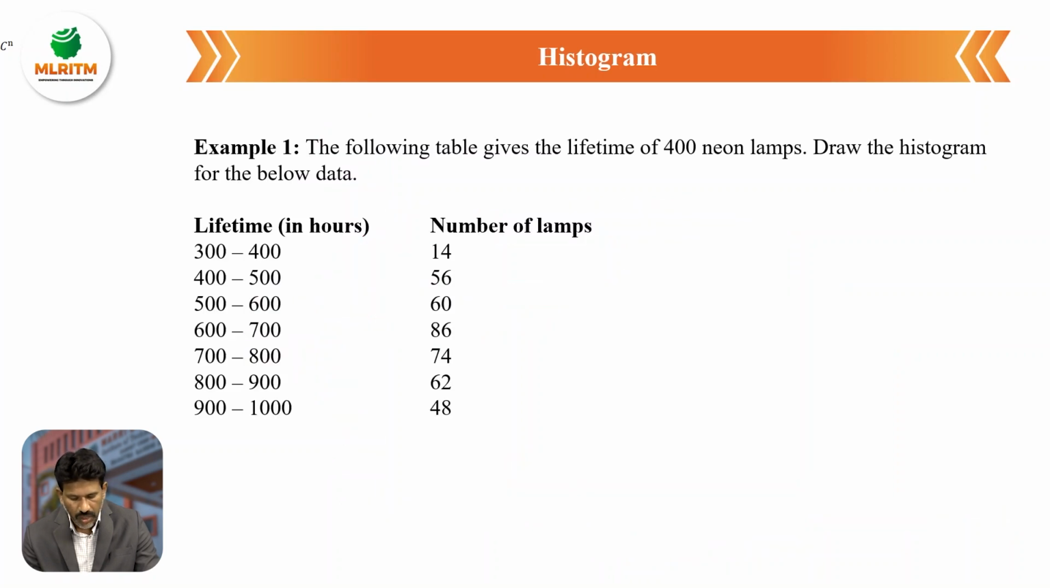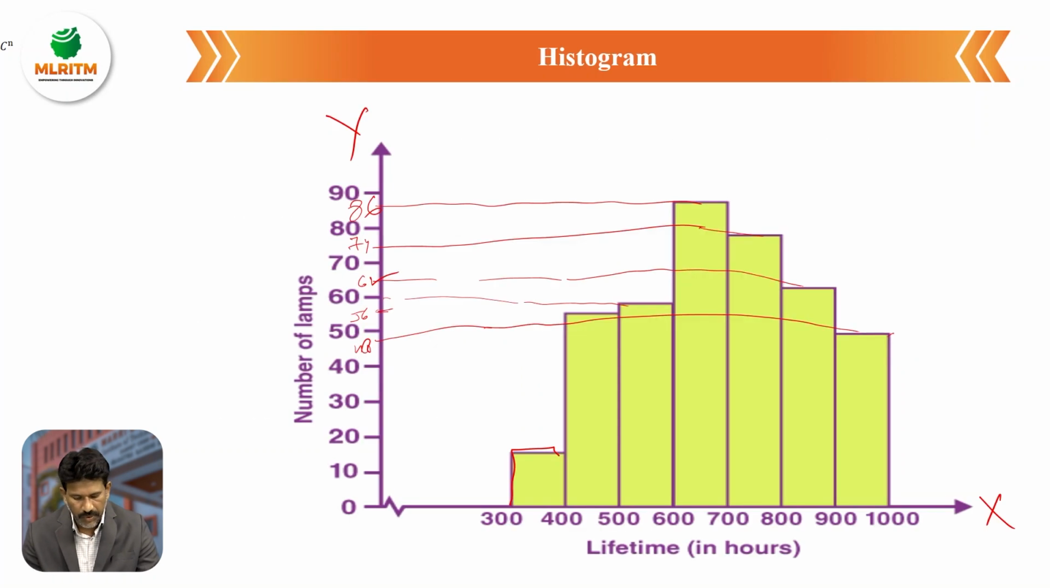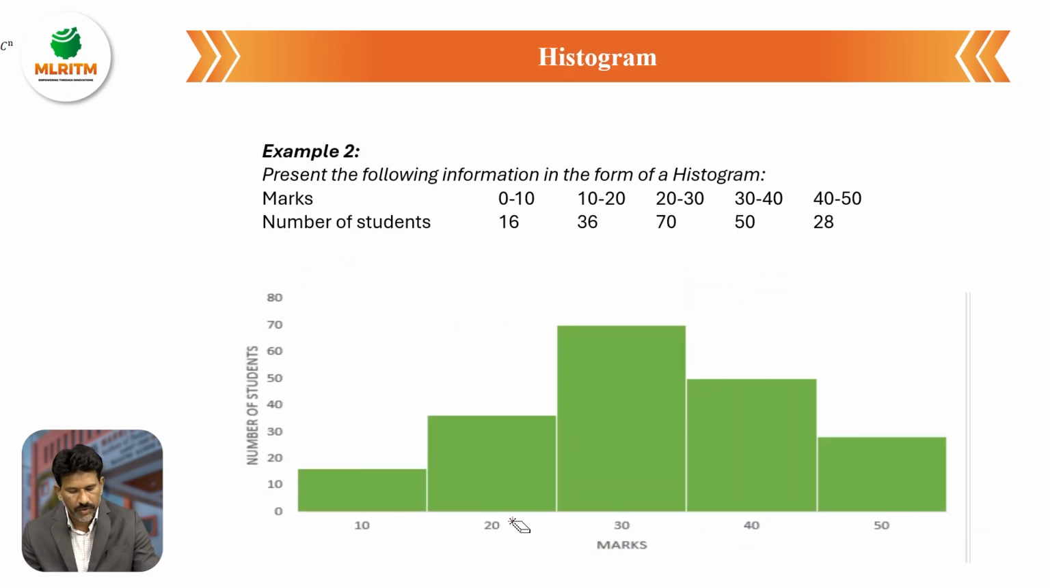Based on the example. If you see one more example, so this is example 1. Now example 2: in this example 2, there is student data. In the student data, the following information is presented from the histogram. The student marks are presented on the x-axis, and the number of students on the y-axis. The range 0 to 10 marks gets 16 students, 10 to 20 marks gets 36 students, 20 to 30 gets 70, 30 to 40 gets 50, and 40 to 50 gets 28 students.